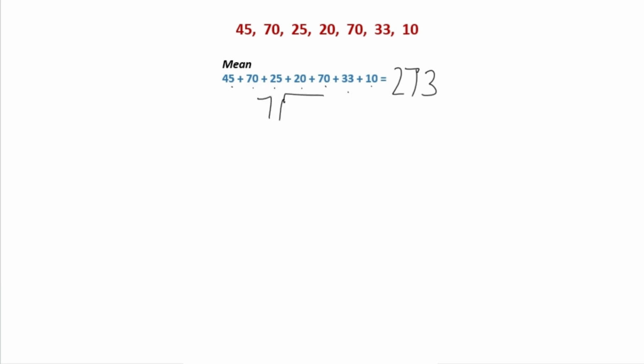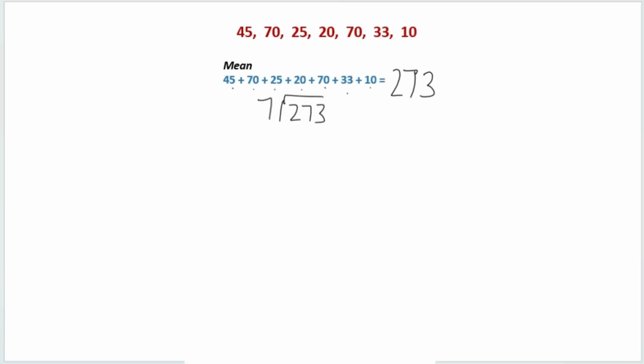So 7 into 273 is equal to 39. So that's our mean. We totaled up everything and then we divided by the amount and we get 39. So 39 is the mean for this list of numbers. Let's move on to mode.